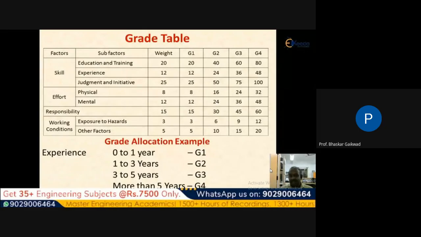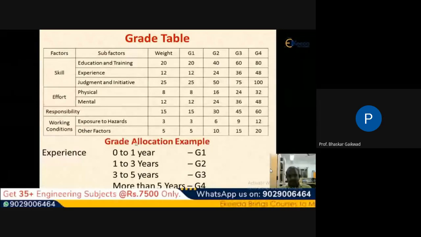Education and training, yes, it's important, but not as important as my judgmental skills. So I'm going to give 25 for judgment, 20 for education and training, and 12 for experience. So I'm going to allocate the weights for the sub-factors. The common factor becomes the skill. How I am going to obtain the skills, what the sub-factors are, and which is most important and least important, I'm going to give the weights.